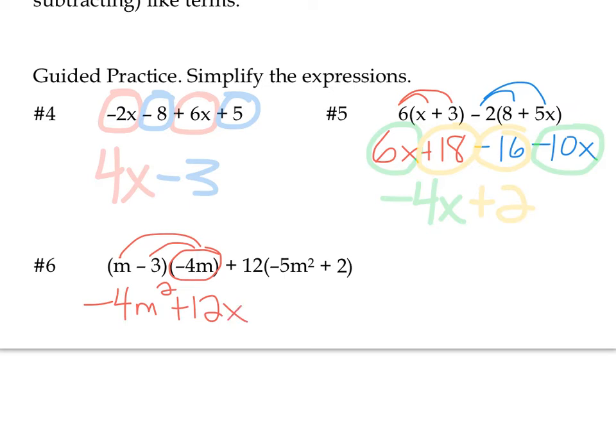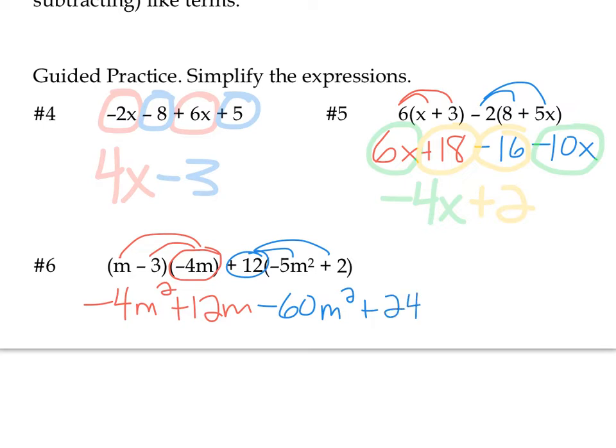And I'm so used to writing x, that's the variable we use the most, but we didn't in this case, so change that to our m. And then we can multiply the 12 into the parentheses here. So 12 times negative 5 would be negative 60m squared, and 12 times 2 would be plus 24.